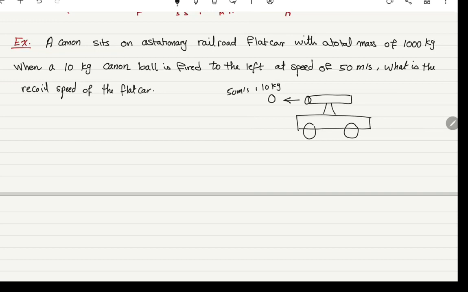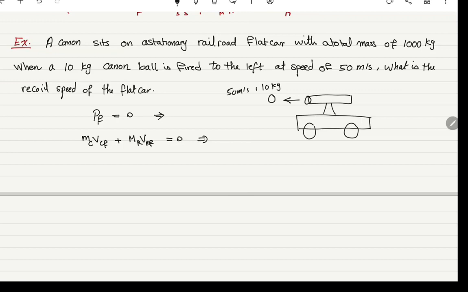what is the recoil speed of the flat car? Now momentum is conserved, and the initial momentum here is equal to 0, so the final momentum is equal to 0 as well. Now in this case, m for the cannon, v for the cannon final, plus m for the railroad, v for the railroad final, equal to 0. In other words, the momentum for the cannon has to be the same as the momentum for the railroad.